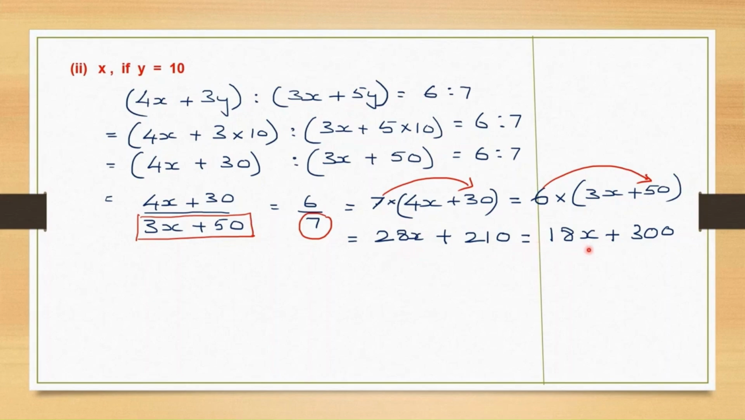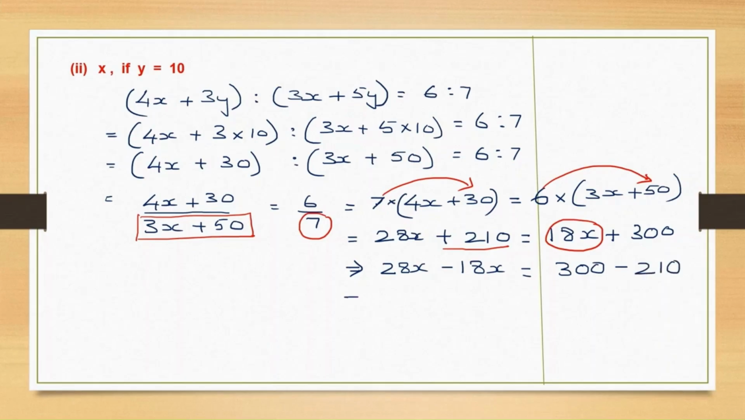Now as you can see, we have x on the left side and x on the right side. We are going to put them all on the left side together and all the numbers together on the right hand side. So we begin by saying 28x, and I'm transposing 18x to the left hand side. It becomes minus 18x. On the right hand side we already have 300, and we're going to transpose plus 210 to the right hand side. It becomes minus 210.